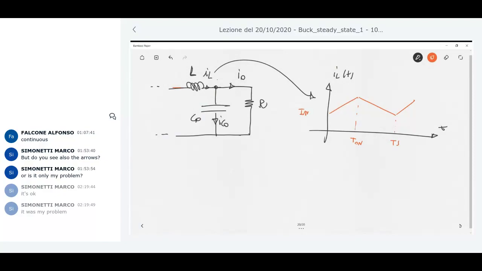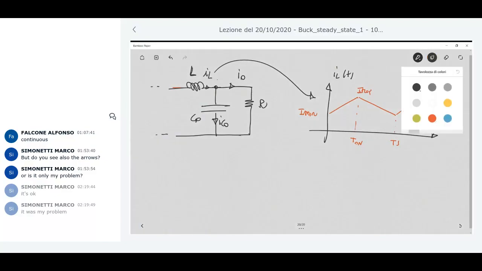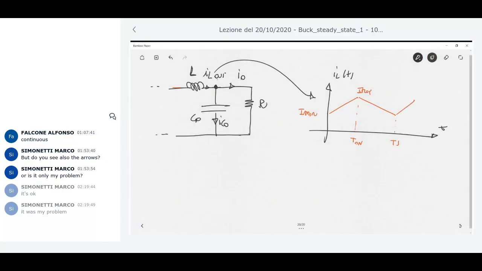From I minimum to I max, the variations are linear. And what I can say here, in this node, the out node, I can use Kirchhoff current law. Kirchhoff current law says that IL of t is equal to I0 plus IC0.